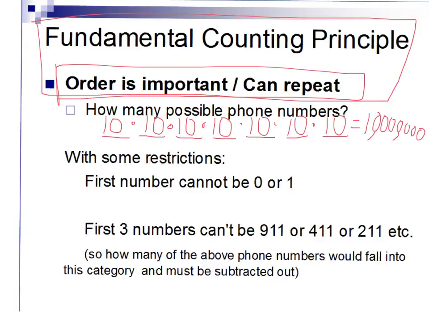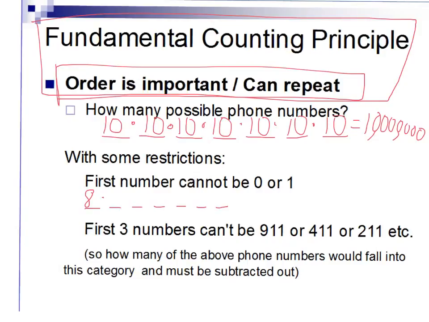Here's an example where it says the first number cannot be a 0 or a 1. Okay, so now when you're looking at your possibilities, your first one can't be a 0 or 1, so now we're down to only 8 possibilities for that first digit.